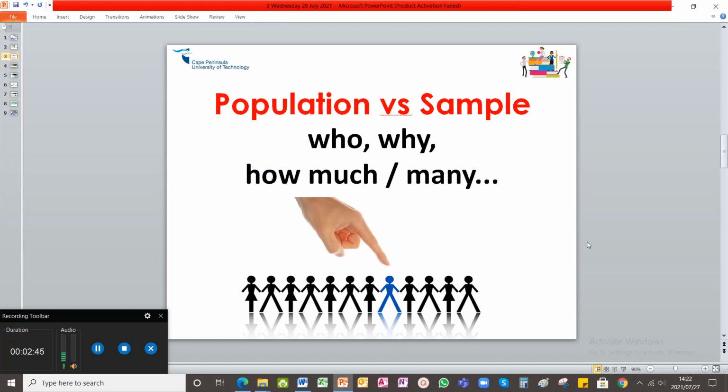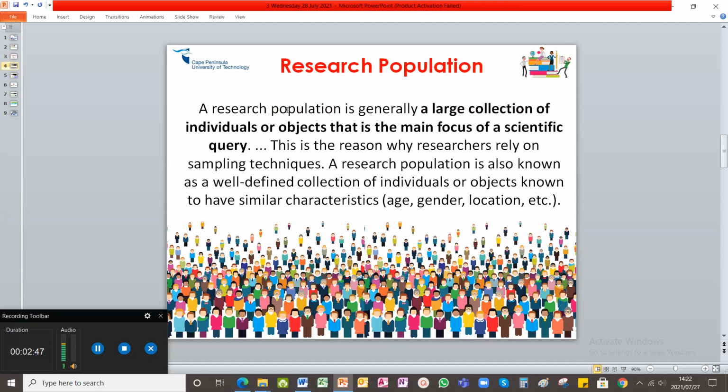A population is a large collection of individuals, people, or objects, animals, things. So different researchers look at different objects of research. Within education, the main object is people, individuals. And that's the main focus of the query or research.